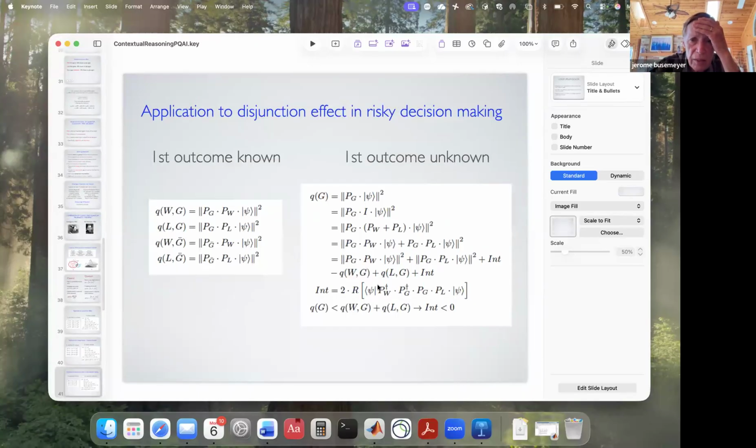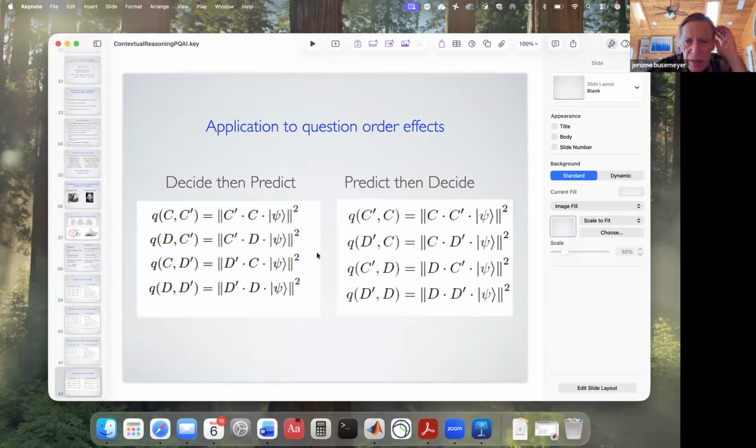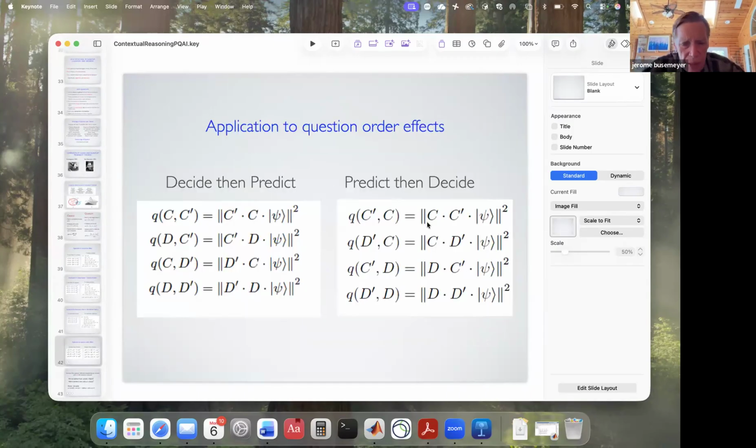It's the same model. Here's the model applied to the risky decision-making problem. It's the same model. This is the model applied to question order effects, and all we're doing is reversing the order of the projectors. So we see that with quantum probability theory, the beauty of it is we've got these different phenomena that people have been studying for many years. They've always appeared unrelated, and they have a different heuristic explanation for each one of these phenomena. But quantum theory uses the same axiomatic system, the same probabilities, the same explanation, and ties all these phenomena together in an elegant and simple manner, and helps us understand these things more coherently.